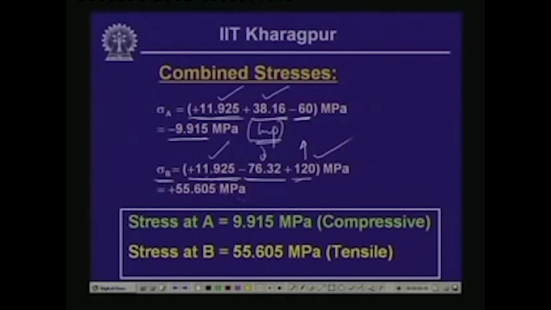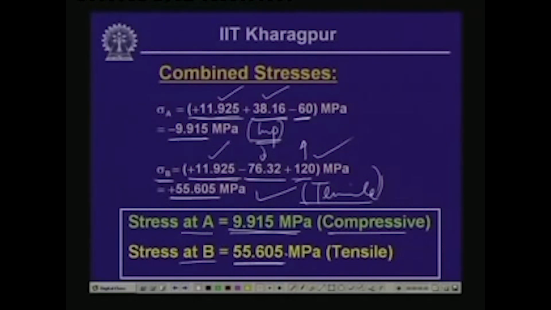So, finally, if I join these 3 together, we get a stress of 55.605 MPa, which is again tensile in nature. So, we have stress at A which is 9.915 compressive, and we have stress at B, 55.605 MPa, which is tensile.